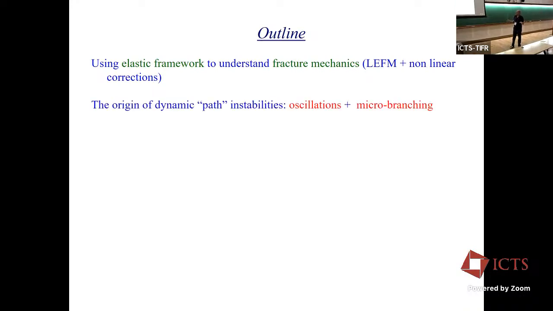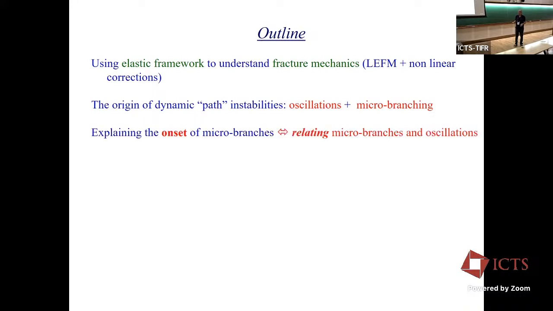So we're going to look at the origin of dynamic path instabilities, either spontaneous oscillations of the crack as it gets faster at very high velocities, or spontaneous bifurcations, which we called microbranching. So we're actually going to show that these two instabilities are related to one another. And they're related through this mysterious new length scale.